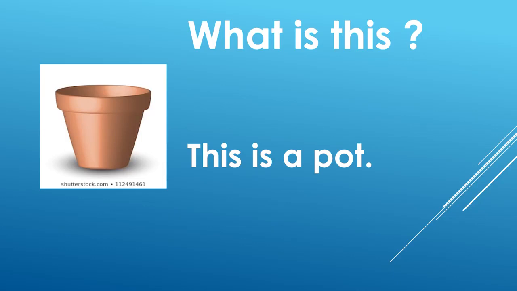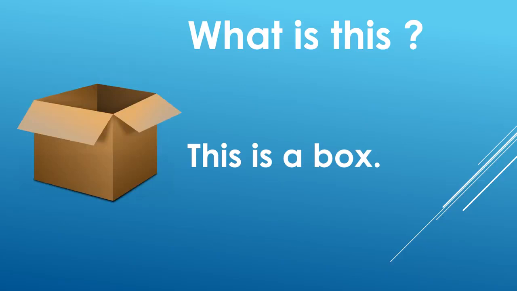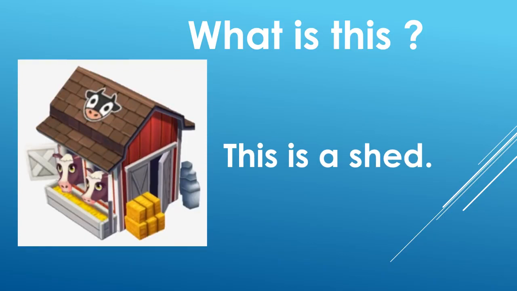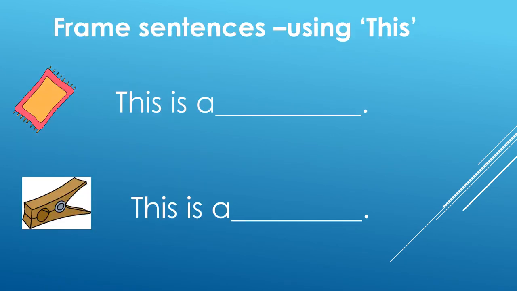A flower pot. So this is a pot. Next picture. What is this? This is a box. What do you see in this one? What is this? This is a shed. It's a cow shed.